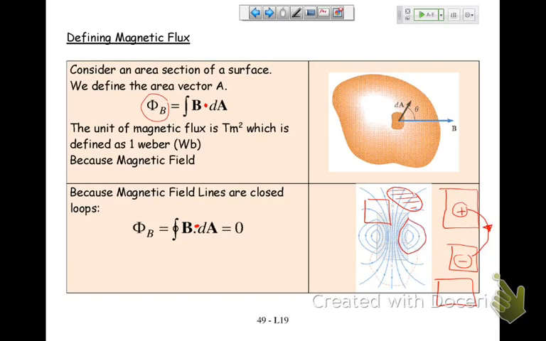Okay, I understand. So the equivalent to Gauss's law, the answer is zero, but flux itself is not zero. I'm sorry, yeah. Glad you caught me on that. The net flux through a closed surface is zero.